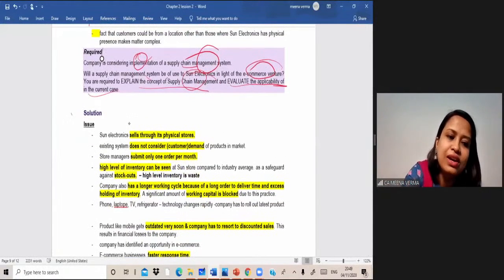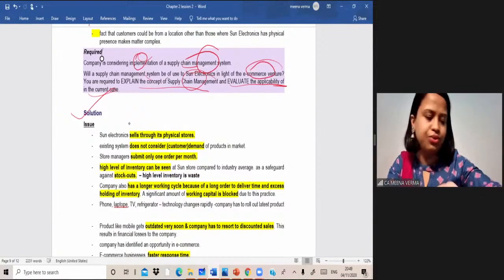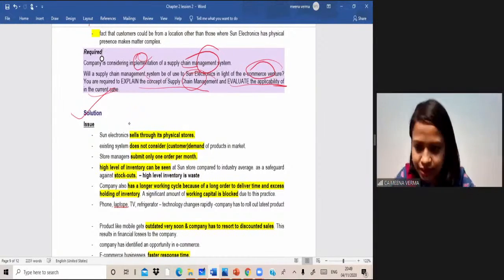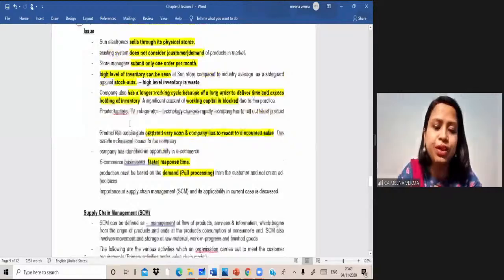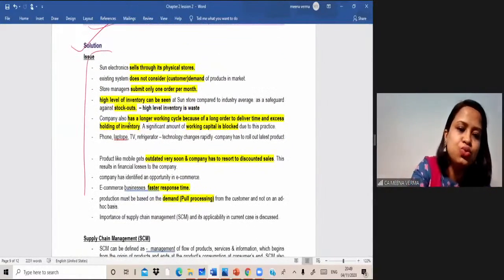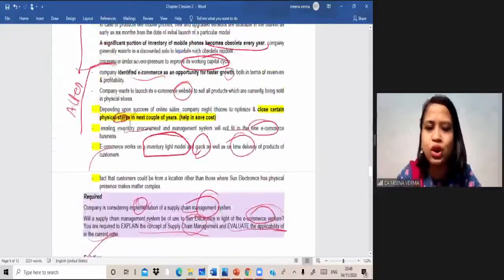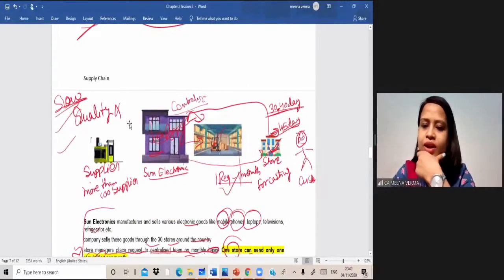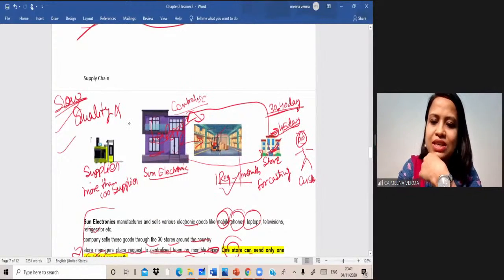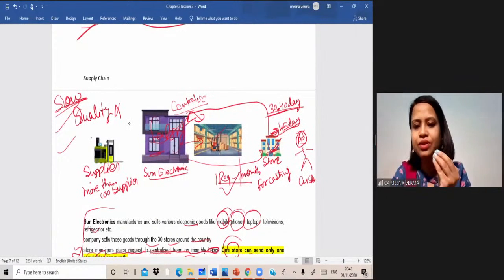Now, first of all, while writing the answer, I'm telling you how to write the answer in the examination. These are the issues the organization is having. What are the problems they have? They have the problem of receiving the delivery of the product. There is a delay in receiving the product.